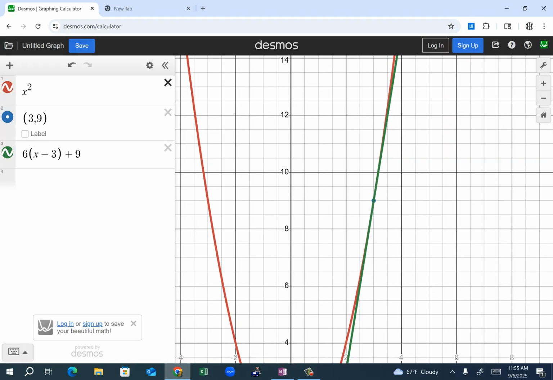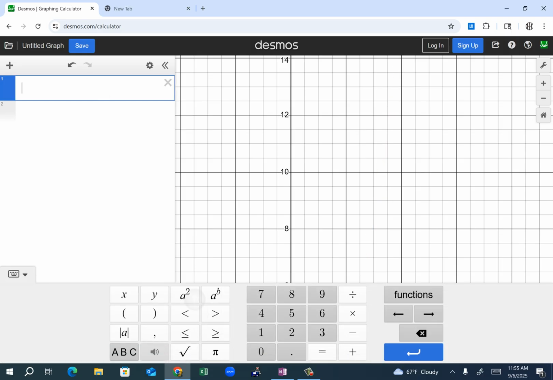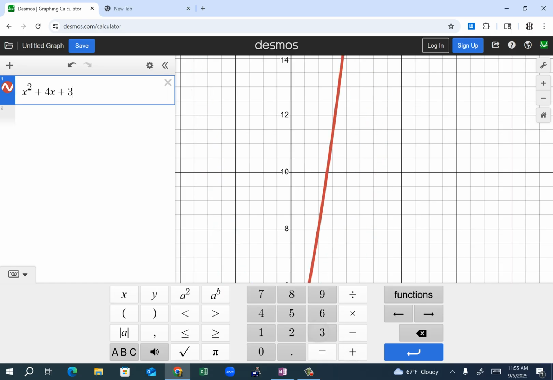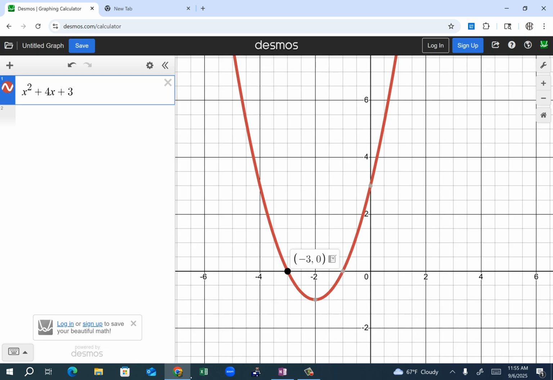So let's see if that looks right. X squared plus 4x plus 3. X squared, x, damn it. X squared plus 4x plus 3. Oh, it's like I almost know what I'm talking about. Shut up. I know, right?